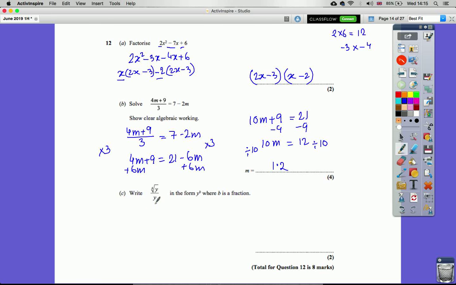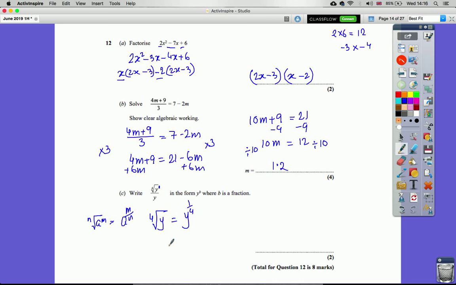The last part of the question says, write the fourth root of y divided by y in the form of y to the power of k, where k is a fraction. So the fourth root of y, there is a rule of roots. The nth root of a to the power of m is actually a to the power of m over n. The numerator is the power and the denominator is the root. Here the power of y is 1. So the fourth root of y is going to be y to the power of 1 over 4.